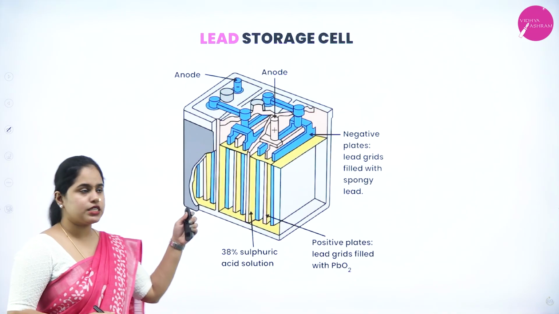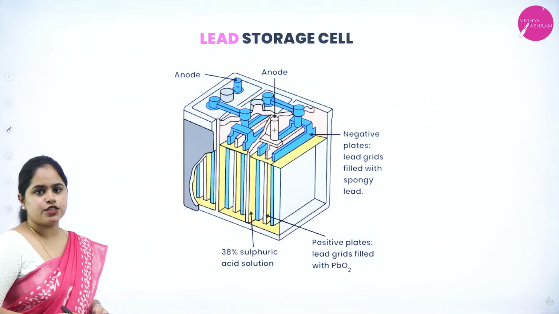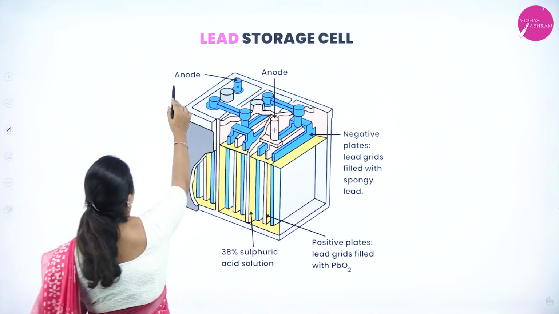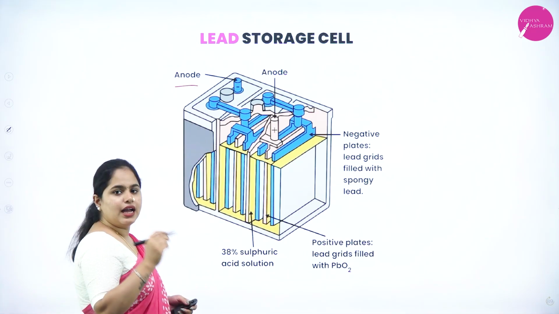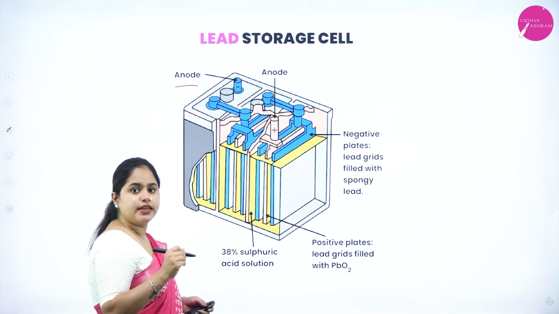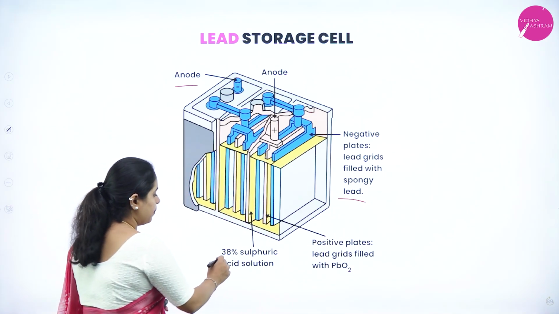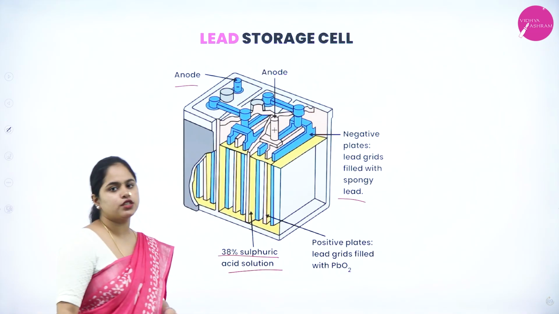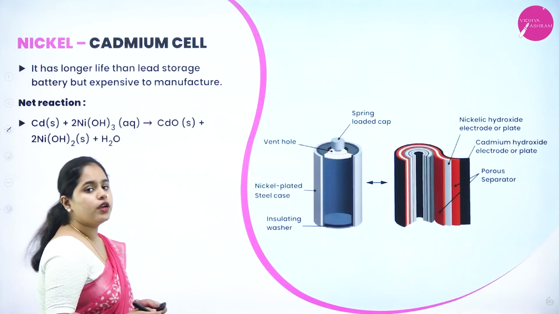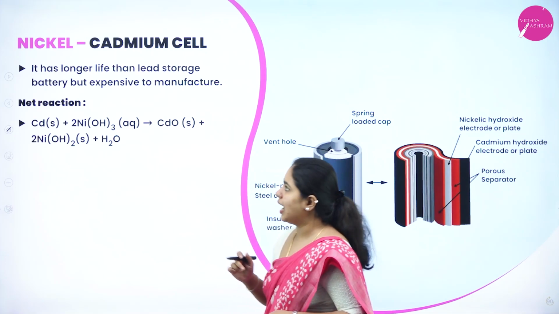Now moving on. As you can see here, this is the lead storage cell. This is the anode, which is lead. Lead grids with lead dioxide are used as the cathode, and 38% sulfuric acid solution is used as the electrolyte. Now moving on to the next one, that is the nickel cadmium cell.